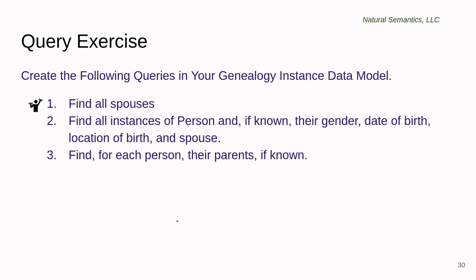Okay, an exercise on queries. Create the following queries in your genealogy instance data model. Find all spouses. Secondly, find all instances of person, and if known, their gender, date of birth, location of birth, and spouse. And third, find for each person their parents, if they are known.